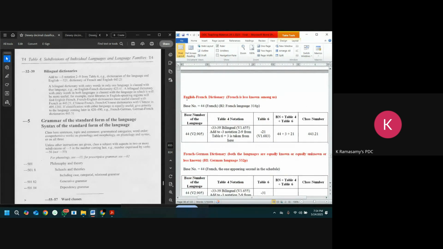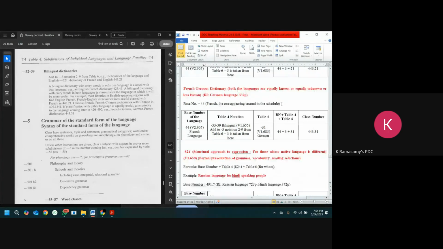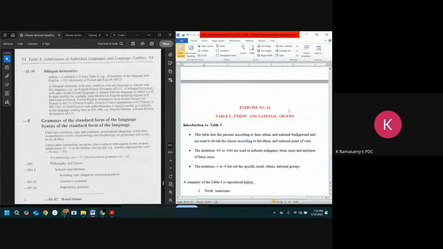For example, English French dictionary. I don't know French much. So French becomes the first number, 44. Then the character is 3. And what is the second language? English. The number for English is taken from table 6, 21. So the answer is 44 plus 3 plus 21. This way you can construct bilingual dictionaries.